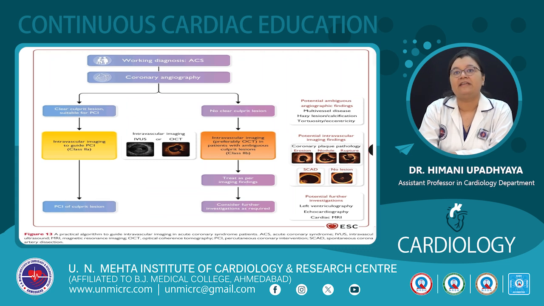During acute coronary syndromes, OCT has a class 2B recommendation in the ESC 2023 guidelines in cases of ambiguous lesions such as hazy lesion, eccentric plaque, multivessel disease, tortuosity, or calcification. It can either be plaque erosion, plaque rupture, calcific nodule, scarred thrombus, or no lesion. So in ambiguous lesions, we can very well use OCT to define the lesion characteristics.